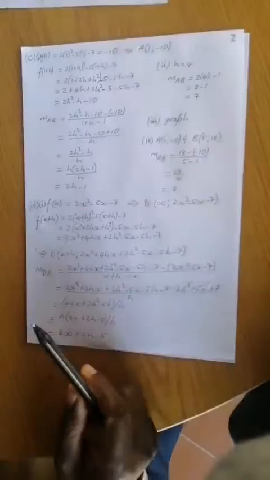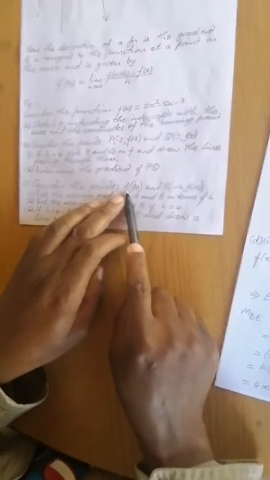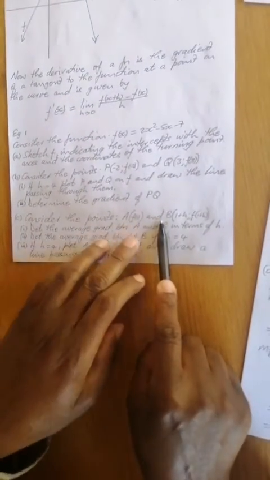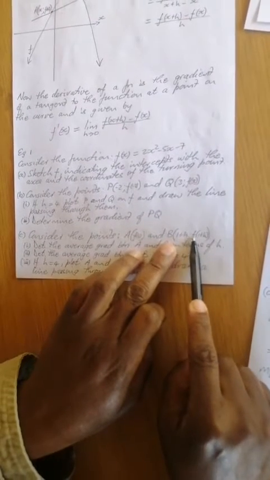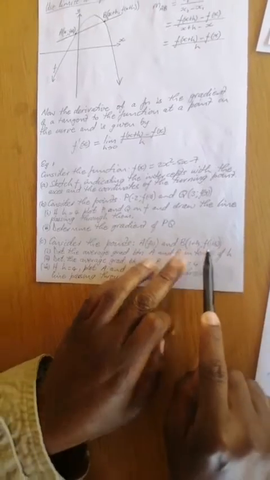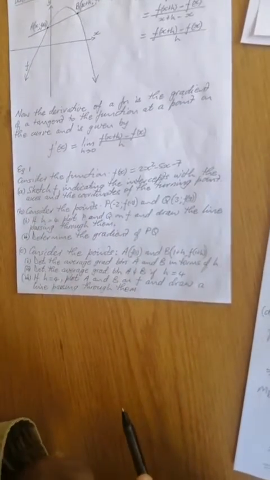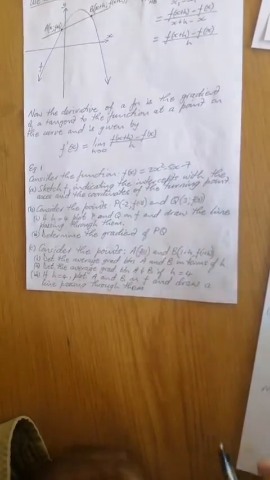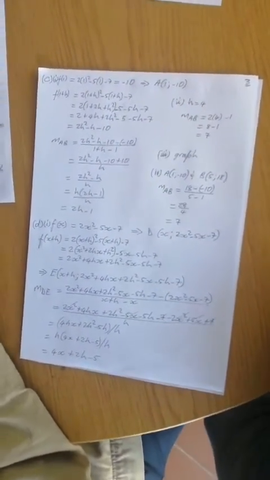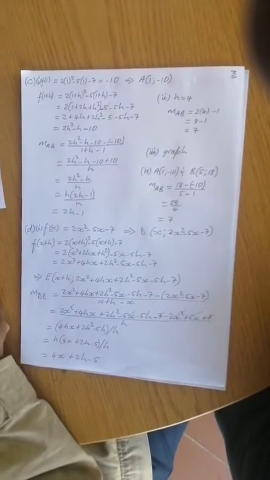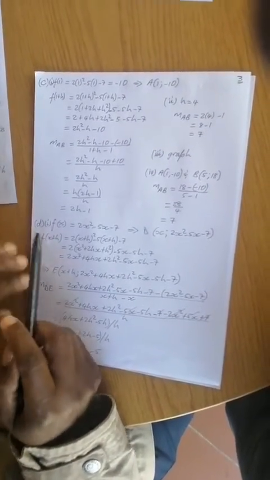We are now on part C. Part C is saying, consider the points A, 1 and f of 1, and B, 1 plus h and f of 1 plus h. Now we can see here, this is affected by h, and here it's not affected by h. So what do we do? We substitute in part 1. We are required to determine the average gradient between A and B in terms of h. And that is what we need to do.